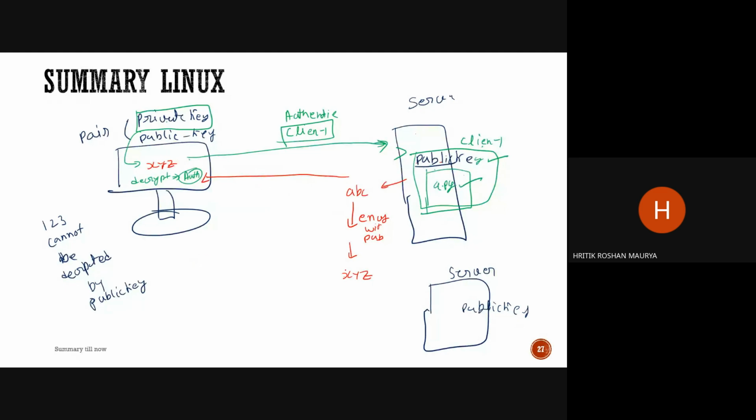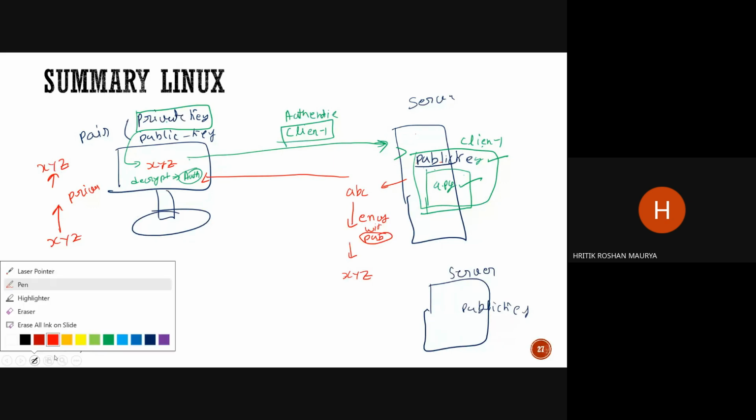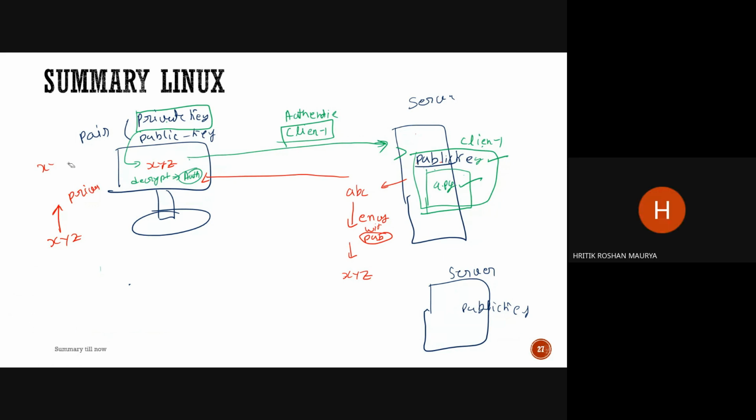And the point is, this XYZ cannot be decrypted with the public key. If you use your public key and try to decrypt to ABC, it won't happen. It can be decrypted with the private key only. Then it says, okay, I have decrypted it, ABC. Yeah, ABC, sorry. And the client will send back that, yeah, I have decrypted it, take it. And now the server says, yeah, I know that you are client 1.